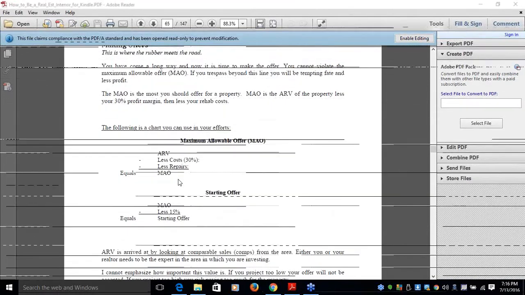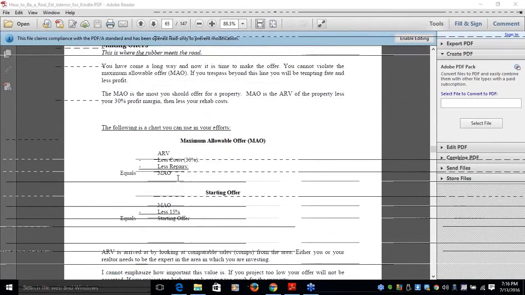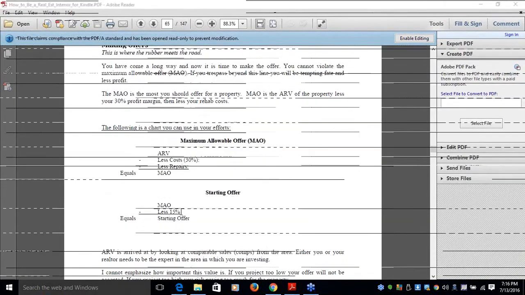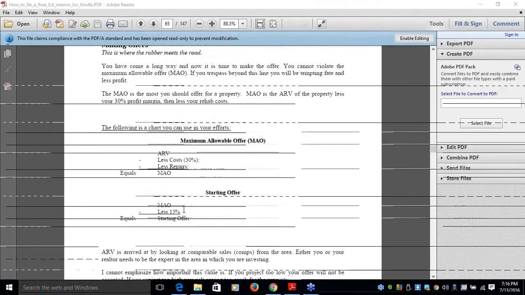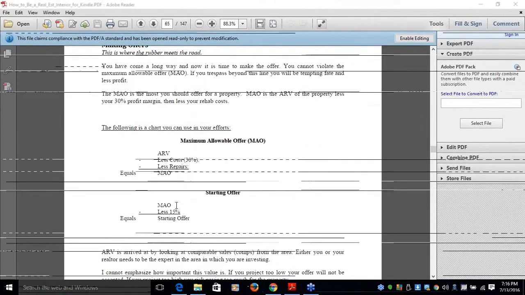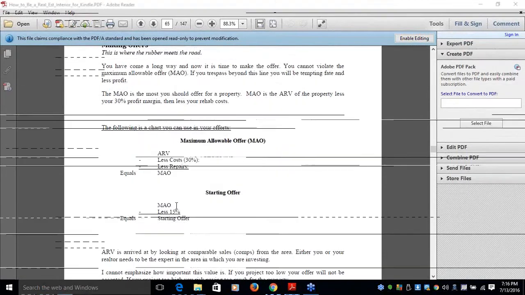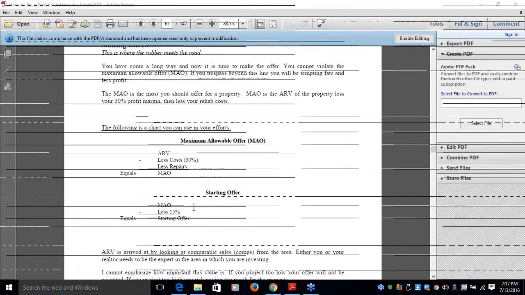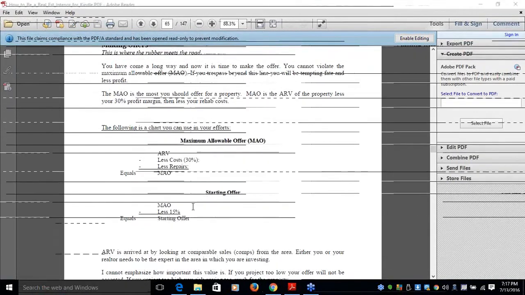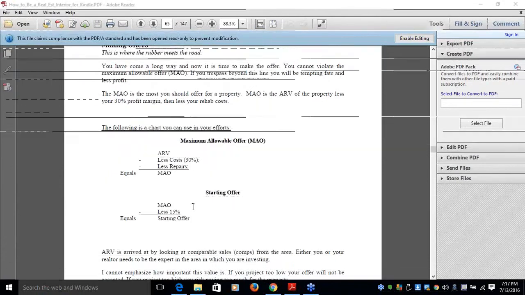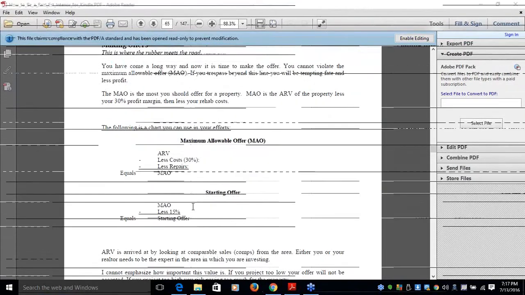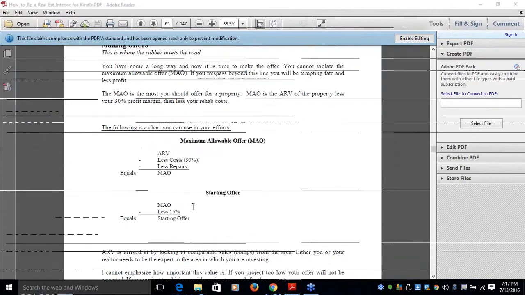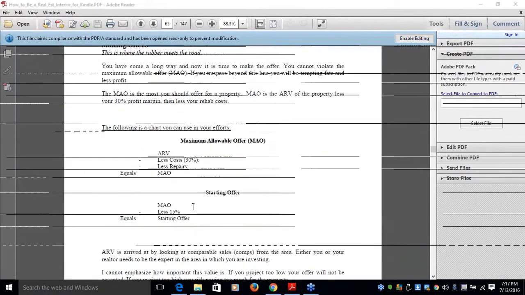Now, in soft markets, we suggest that you reduce your initial offer, starting offer, by about 15% from the MAO. In tight markets, that might only be 5%. Right now, in most parts of the country, it's a tight market. There are a few exceptions. We have some students on from the Carolinas, and if you're in North Carolina, there are some soft markets still. They're just soft even from the last recession.